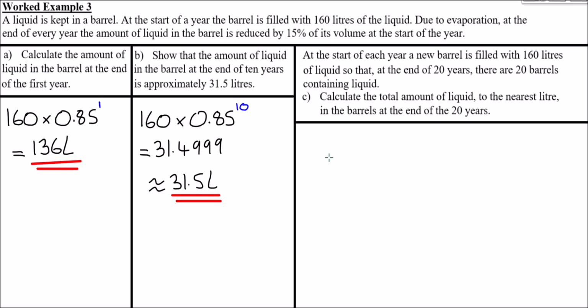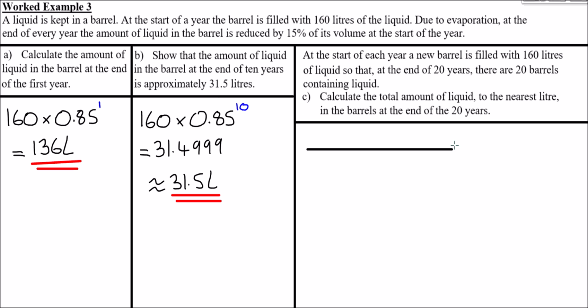Part C. It says at the start of each year, a new barrel is filled with 160 litres of liquid, so that at the end of 20 years, there's going to be 20 barrels containing liquid, and each barrel will have different amounts of liquid kept inside it. So calculate the total amount of liquid to the nearest litre in the barrels at the end of the 20 years. Let's think of this in terms of a table.